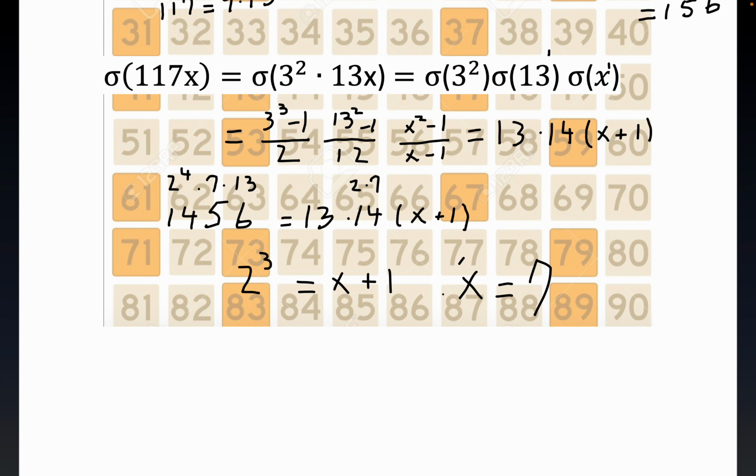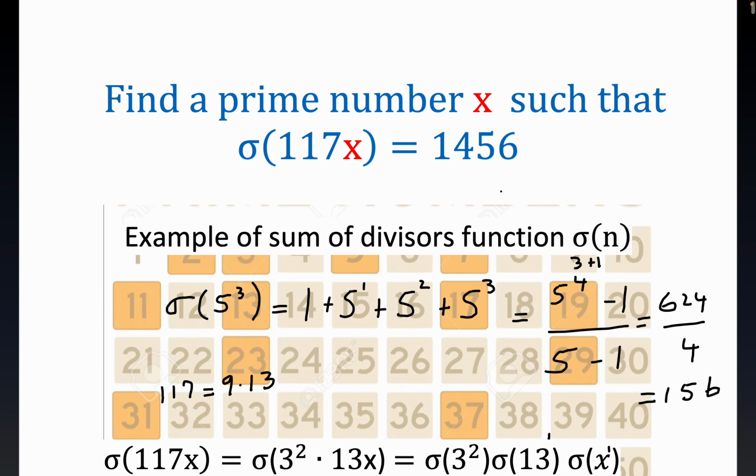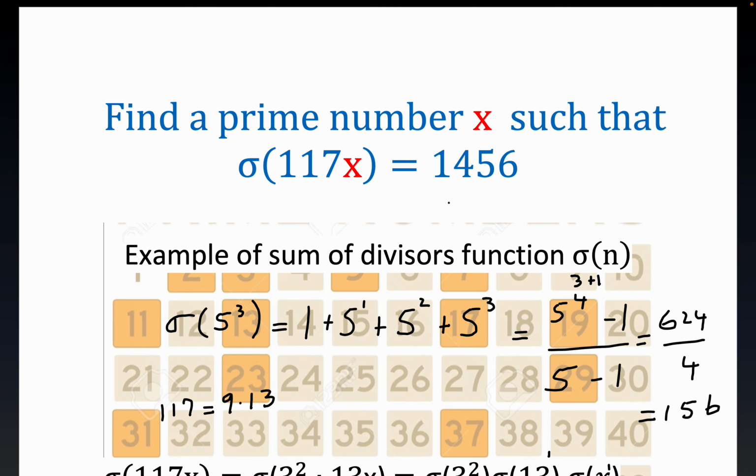And x certainly is a prime number, folks. So anyway, I thought that was fairly cool. Hope you liked it. Let me know what you thought. I like these kind of problems that deal with the number theoretic functions. And so let's come back up here and call it x equals 7. And let's call it a day.